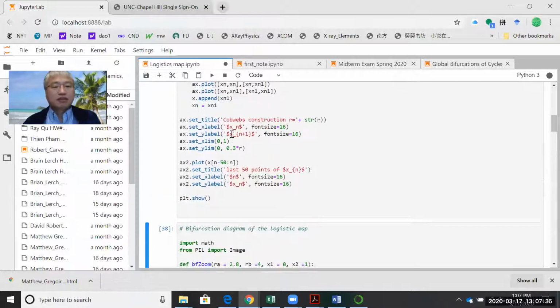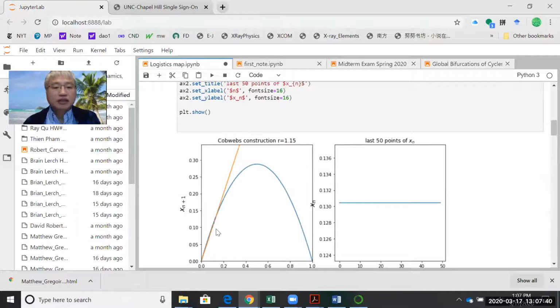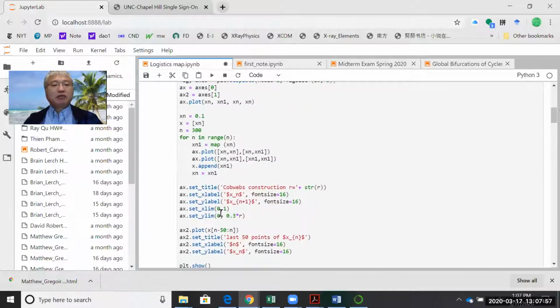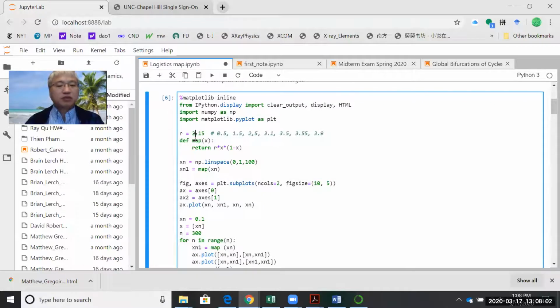So if now I put r equal to 1.15, you can see there is a fixed point, and the last 50 iterations after 300 iterations essentially give you one constant value. So the fixed point is 0.13 something, right here. And this behavior will be similar if you keep increasing r, so for example, here's a 2.